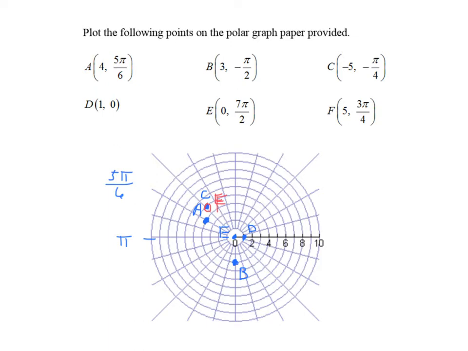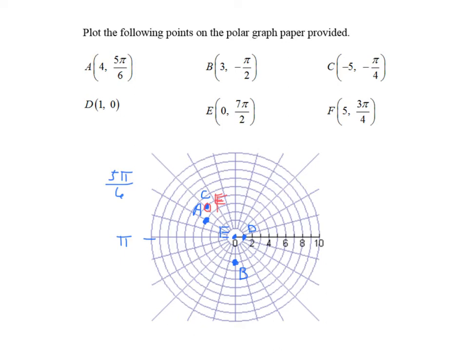All right, let's see, point D is kind of interesting because notice that its plot is the same place that the point 1, 0 would be in a rectangular system. But we have a 0 degree angle, a 0 radian angle, and we're just going out 1 unit. Point E is also kind of interesting, although I used 0, 7 pi over 2. It's basically in the same place that 0, 0 would also be in if you think about it. So, of course, if your r value is 0, you have to be at the pole.